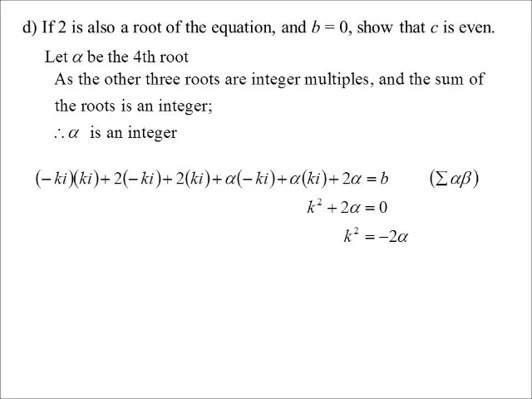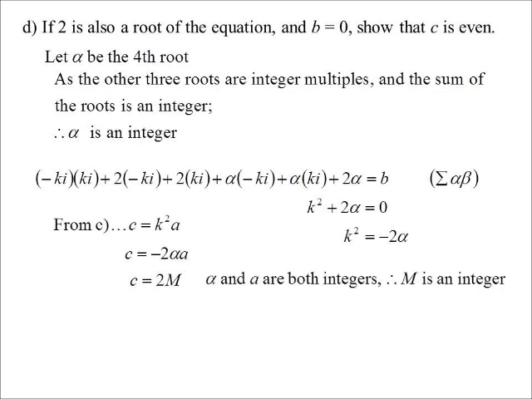Now we're trying to show c is even. C is even. So we now know k squared is minus 2 alpha. But hang on, c was k squared times a. So c now is minus 2 alpha times a. Hang on, alpha's an integer. A, I think they said was an integer, didn't they? So it's got a factor of 2. So I can write it as 2 times something, 2m. M has to be an integer. So yes, that would be an even number. It's divisible by 2.